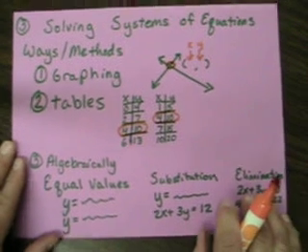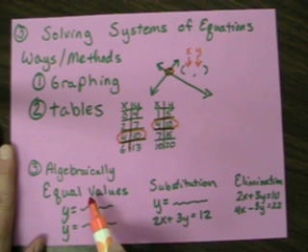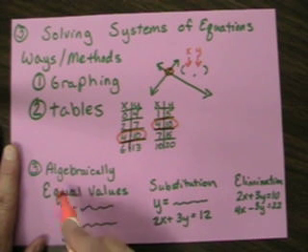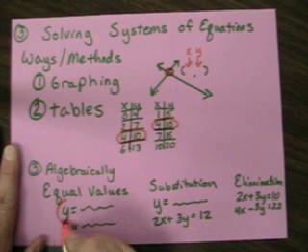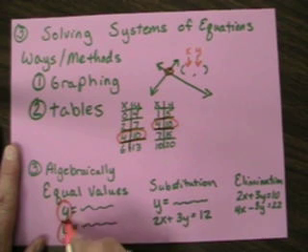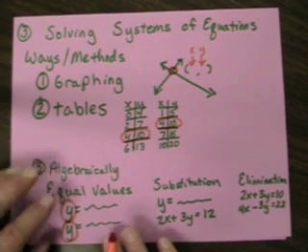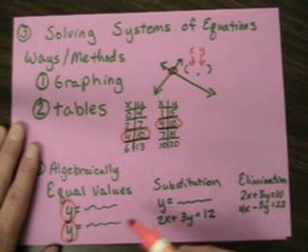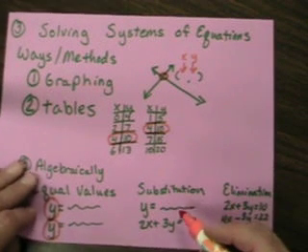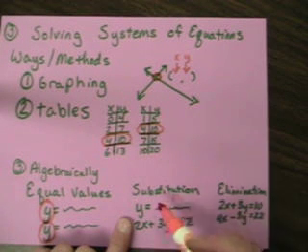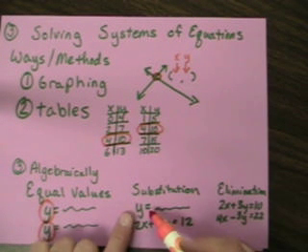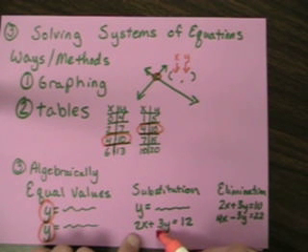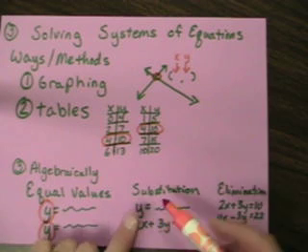Now, there are three ways to solve algebraically. One is to use a method called equal values. Typically, it works best when you have two equations that are solved for the same variable. Both of these, written generally, are solved for y. On this one, the substitution method usually will work when either one of the variables is already solved for, like y is here, but not the other one, or when one of them is really easy to solve for.